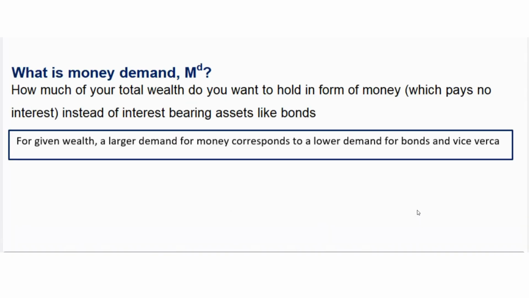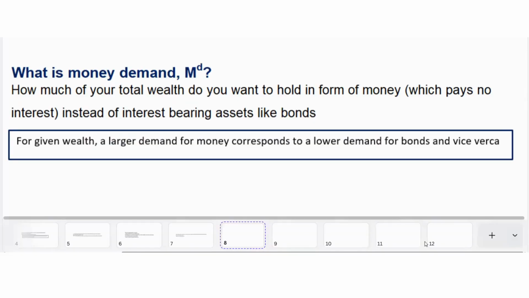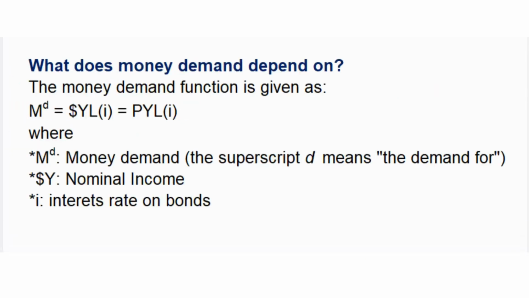So now this brings us to what is money demand. Money demand is how much of your total wealth do you want to hold in the form of money rather than interest-bearing assets like bonds. So now moving on to what does money demand depend upon.